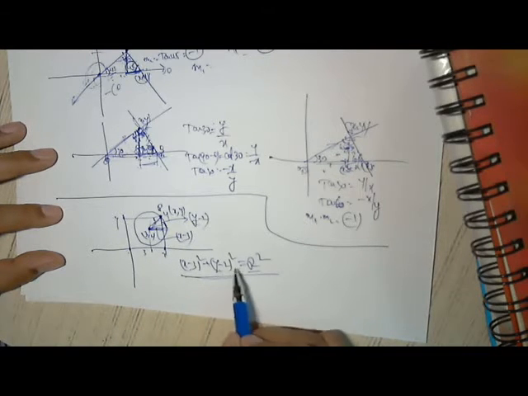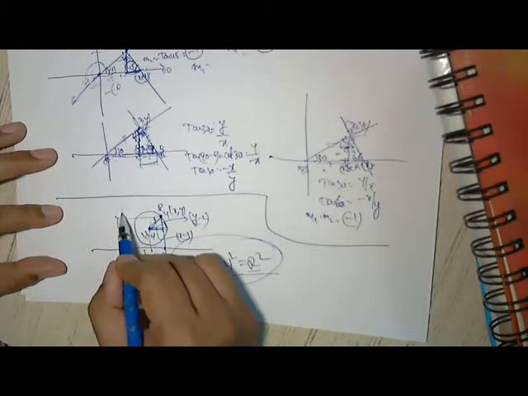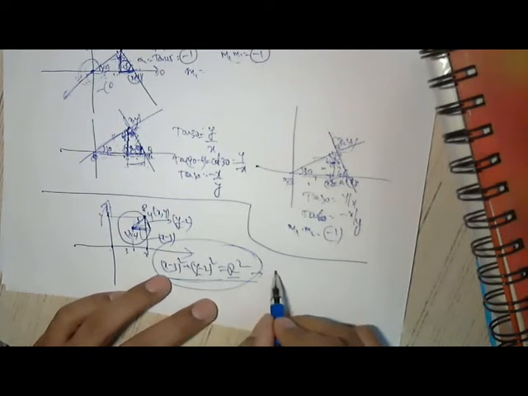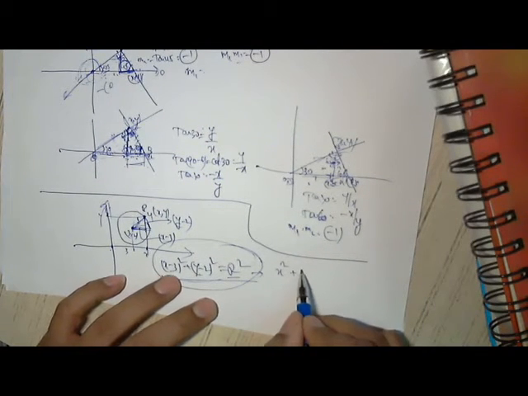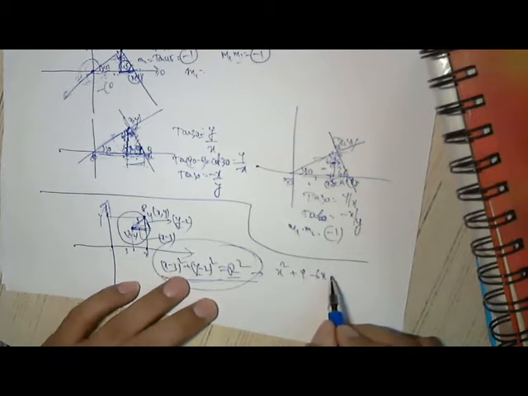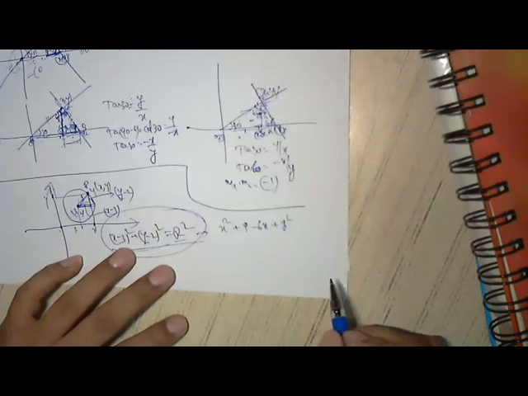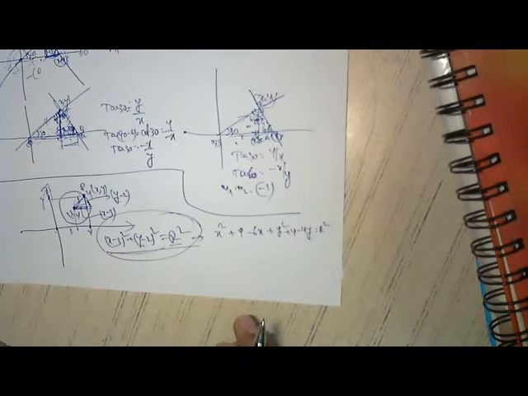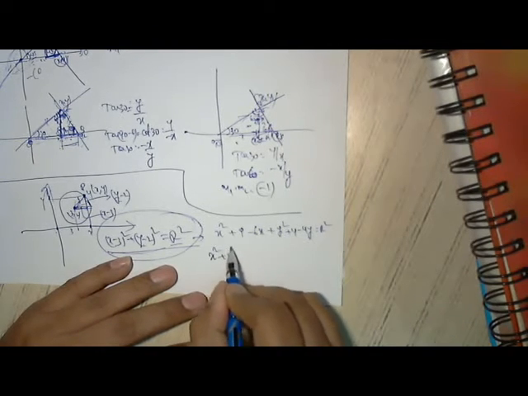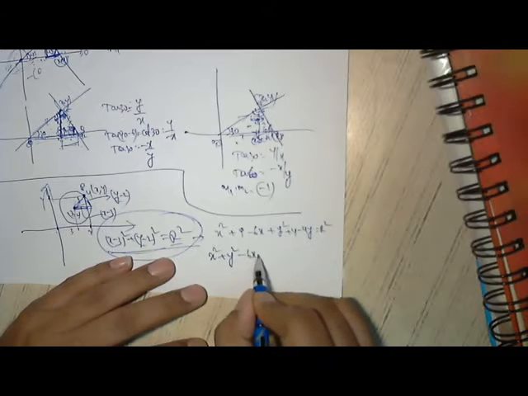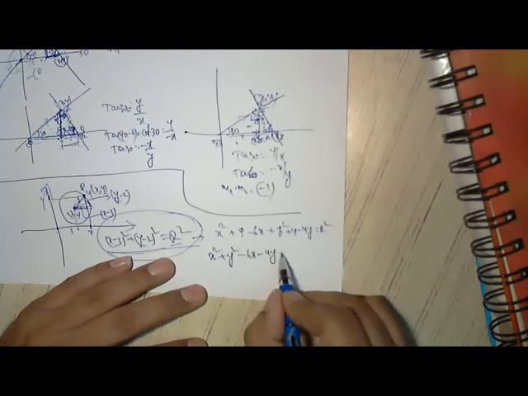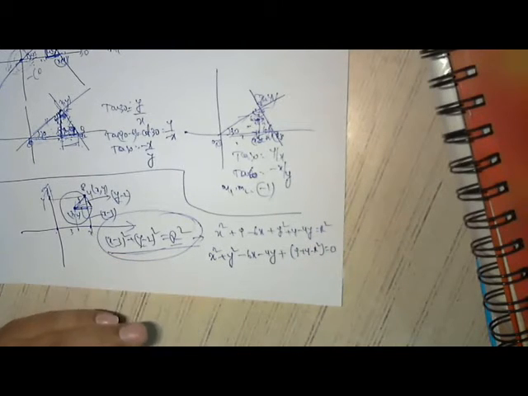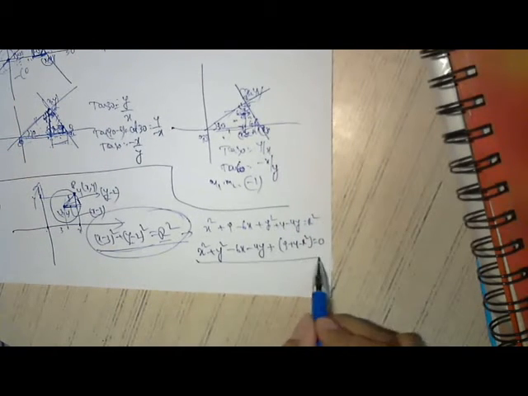(x minus 3) whole square plus (y minus 2) whole square is valid with respect to this axis. Suppose I expand it, what becomes? x square plus 9 minus 6x plus y square plus 4 minus 4y is equal to r square. So if I rearrange the items, x square plus y square minus 6x minus 4y plus 9 plus 4 minus r square is equal to 0. So you see, this is the equation of a circle.